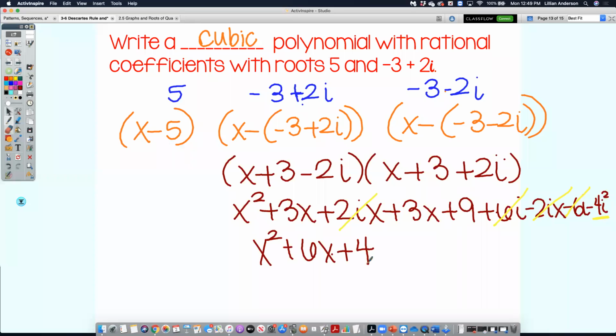Did I miss some more? Oh, not 4, sorry. 13. Got the 9. 9 and 4 make 13. My mistake. Looking at your faces, y'all were like, no. I was like, uh-oh, mistake somewhere.